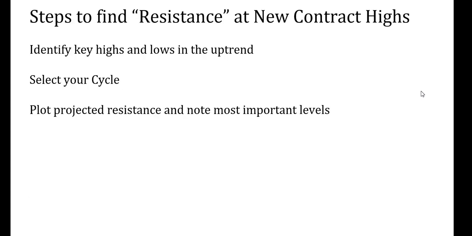So here are the steps to find resistance at new contract highs. And specifically, since this is a skinny dip, we're going to look at the E-mini S&P 500 futures and the NQ, NASDAQ 100 futures. So the first step is to identify key highs and lows in the uptrend. Why not a downtrend? Because by definition, you can only be at new highs if there's an uptrend. Then you select your cycle. Finally, you plot the projected resistance and note the most important levels.